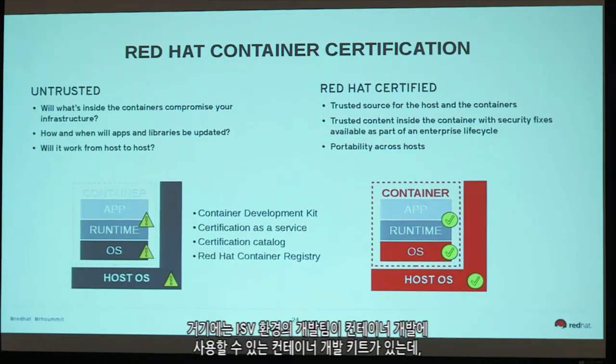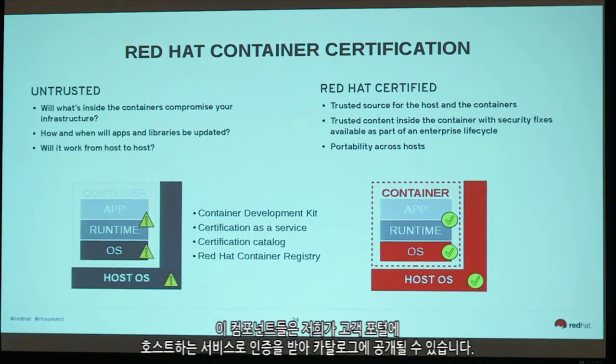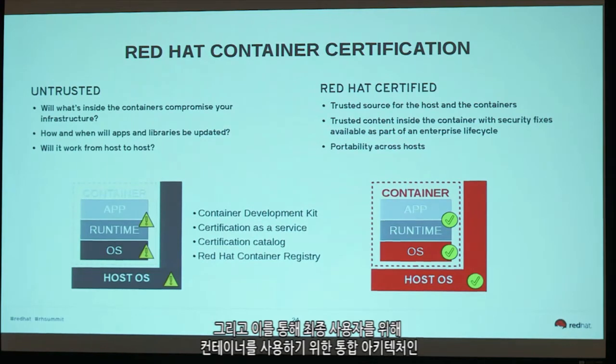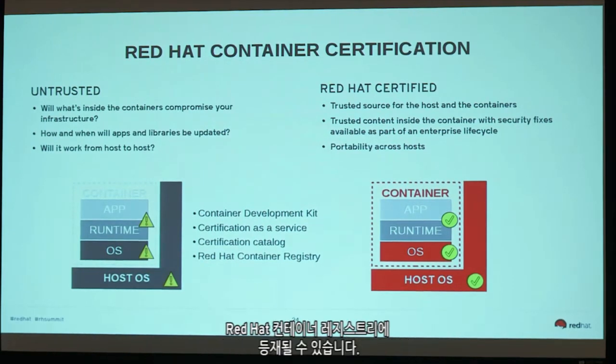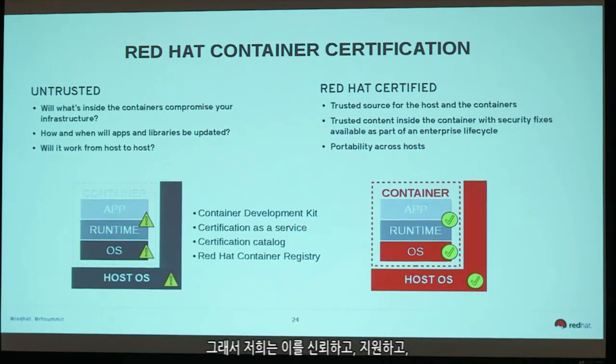There's a container development kit that development teams in the ISV environment, and now also customer environments, can use to develop the containers. They can be submitted to certification as a service that we host in the customer portal, and from there they can be published in a catalog, so they can be listed, or integrated into the Red Hat Container Registry, which is a federated architecture to consume containers for the end customer. So that box is checked, launched, partners are working in, so we have a way to get to trusted, supported, and secure containers.